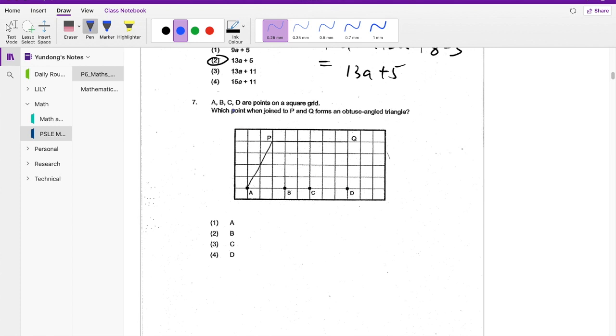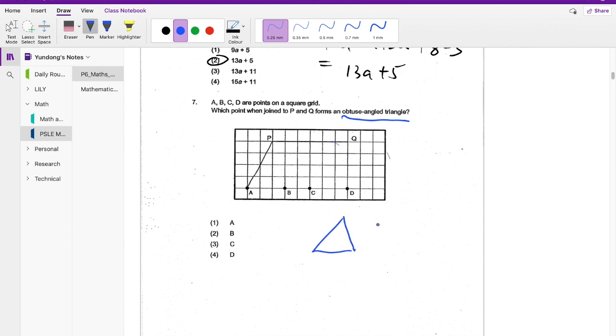So next question, A, B, C, D are points on this square grid. Each small unit is a one square grid. It says, which point when joined with P and Q forms an obtuse angle triangle? Well, here the concept is obtuse angle triangle. So normally for any triangle, there are 3 types.